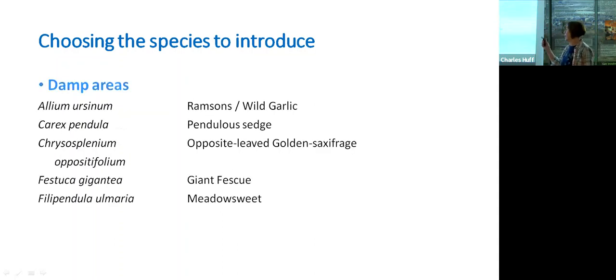Damp areas, you know all about Allium ursinum. We've got plenty of that. I've had some success with opposite-leaved golden saxifrage in some of the woods in the Midlands, where that's been introduced.